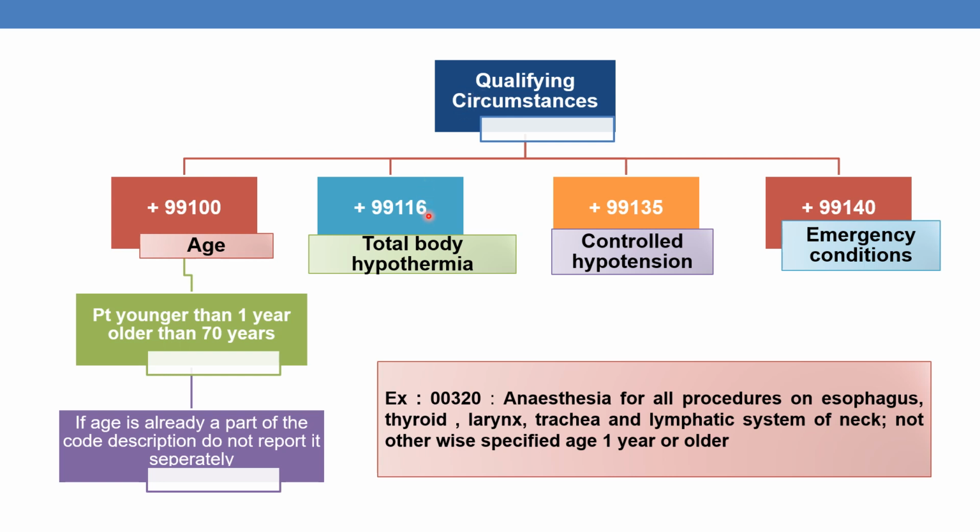Next qualifying circumstances: plus 99116 for indicating total body hypothermia. The next is plus 99135 for indicating controlled hypotension. Next is plus 99140 for indicating emergency conditions. In our case, the patient age is 72 years. So you need to add this qualifying circumstance also. So plus 99100 must also be added to the anesthesia code.